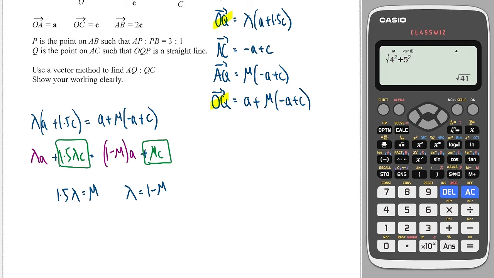So I can just write one of them below the other, and then we can add them together. And this will give me 2.5 lambda is equal to 1. So lambda is equal to 1 over 2.5, which is 0.4.